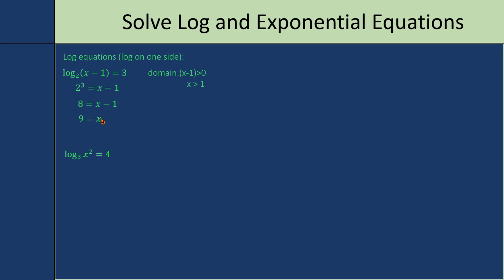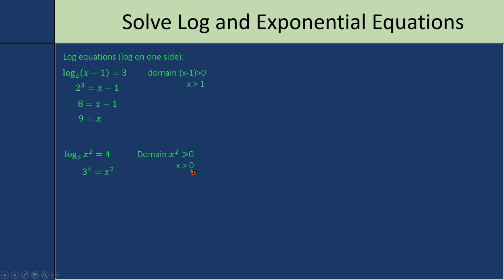Okay, let's do one where you might have an extraneous solution. I have log base 3 of x squared is equal to 4. I do the domain. I take the argument, which is x squared has to be larger than 0. And I square root both sides, right? So x has to be larger than 0.